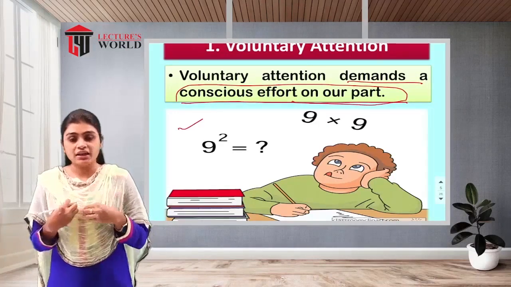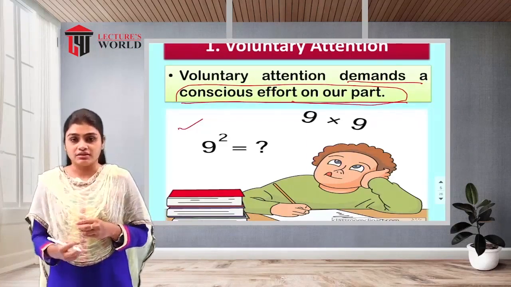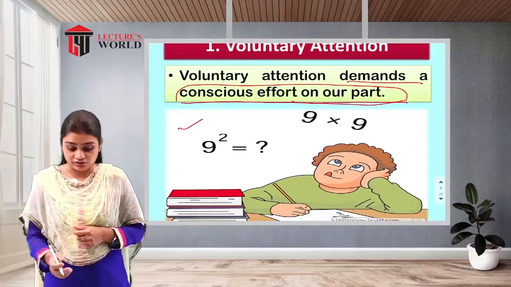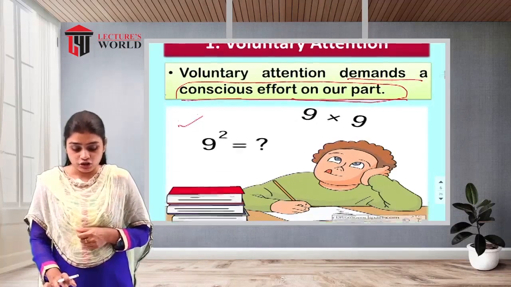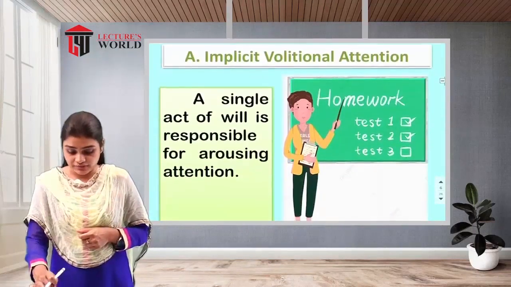We are willingly focusing on something from our part, our will is working in that. So that is called your voluntary attention. As we have seen, there are two types in this voluntary attention. Let's see those two types.